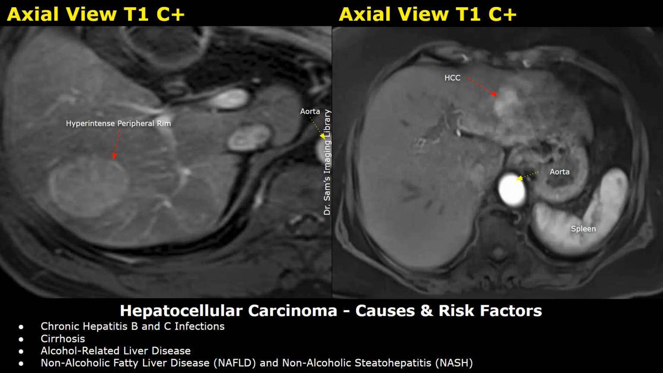Hepatocellular carcinoma is a primary malignancy of the liver. It is the most common form of liver cancer. The usual causes are chronic hepatitis B and C infections, liver cirrhosis, alcohol-related liver disease, non-alcoholic fatty liver disease, and non-alcoholic steatohepatitis.